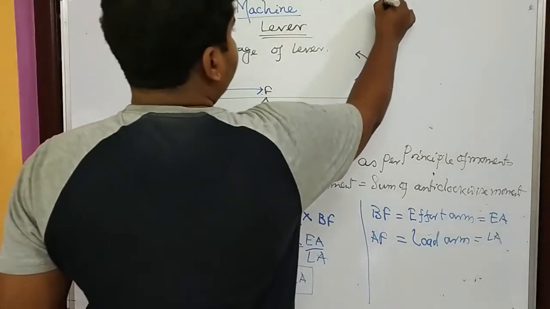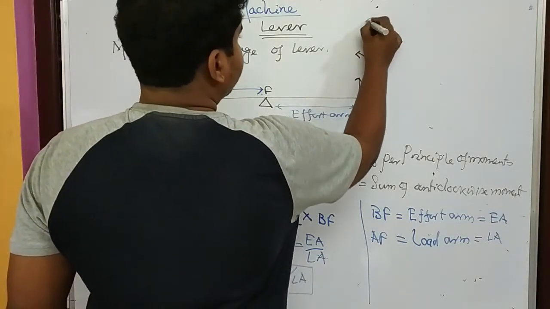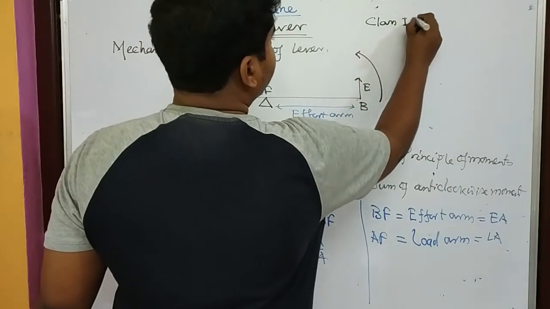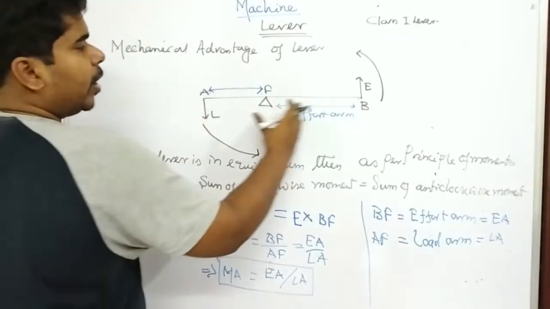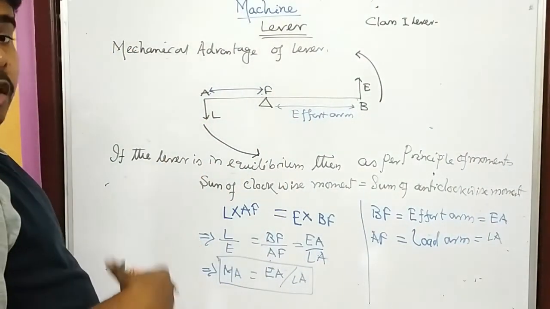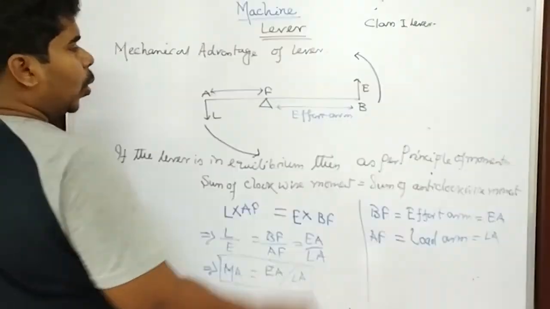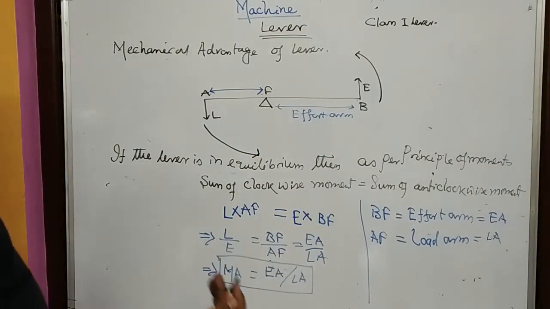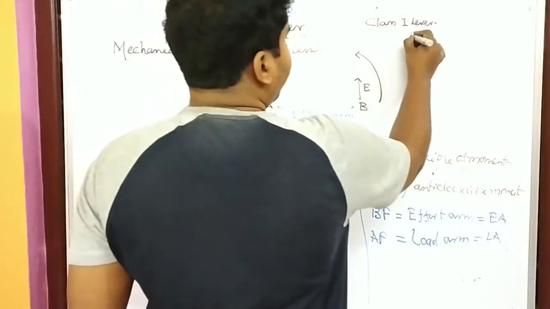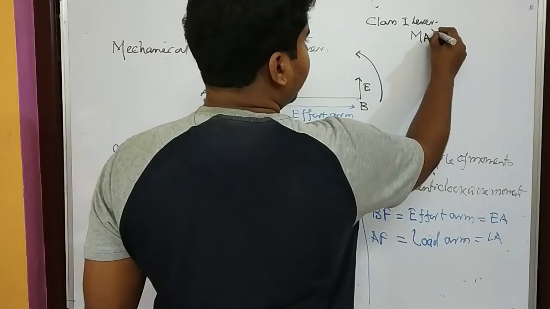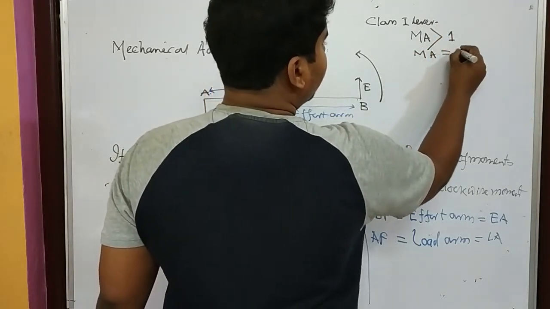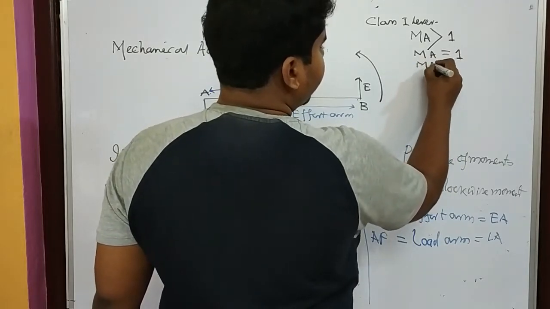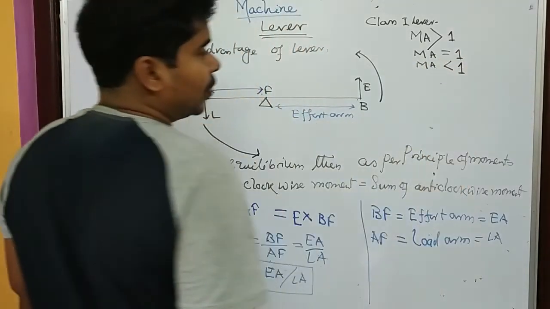Coming to class 1 lever. In class 1 lever, the position of fulcrum can be anywhere in between load and effort. So here sometimes effort arm will be more, sometimes load arm will be more. So for class 1 lever, mechanical advantage can be greater than 1, can be equal to 1, and can be less than 1 also.